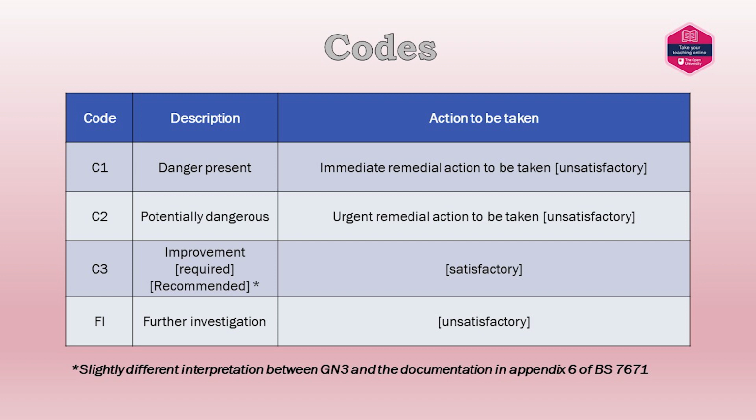C3 states on the EICR in Appendix 6 that improvement is recommended. Guidance Notes 3 says required. Appendix 6 is the guidance commonly adhered to. FI, further investigation. Examples are unidentified circuits, unsatisfactory Ze results and supply voltages outside supply parameters. A video addressing the further investigation code is in the pipeline.